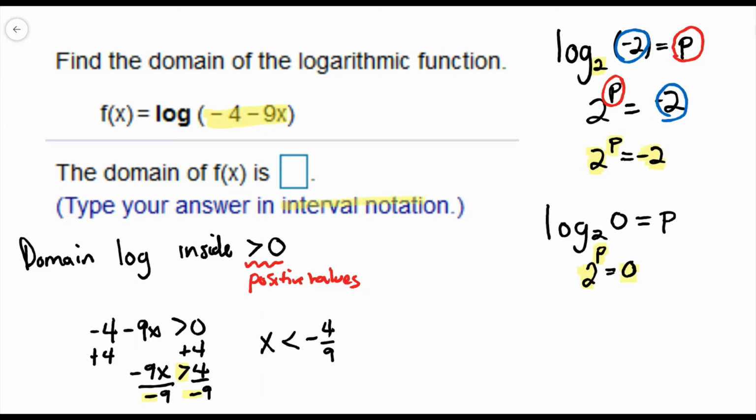We want to write our answer in interval notation. So think about this on the number line. You've got -4/9, which I'd mark with an open circle. And I'm going to shade the values that are less than that. So in interval notation, that shaded region would start at -infinity on the lower end. It would stop at -4/9 on the upper end. And I'm going to use a parenthesis to indicate that -4/9 is not included in the domain.